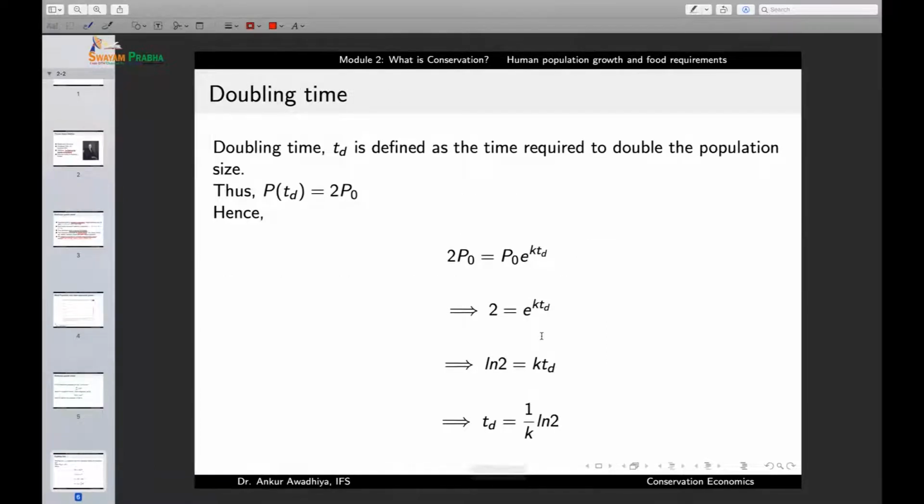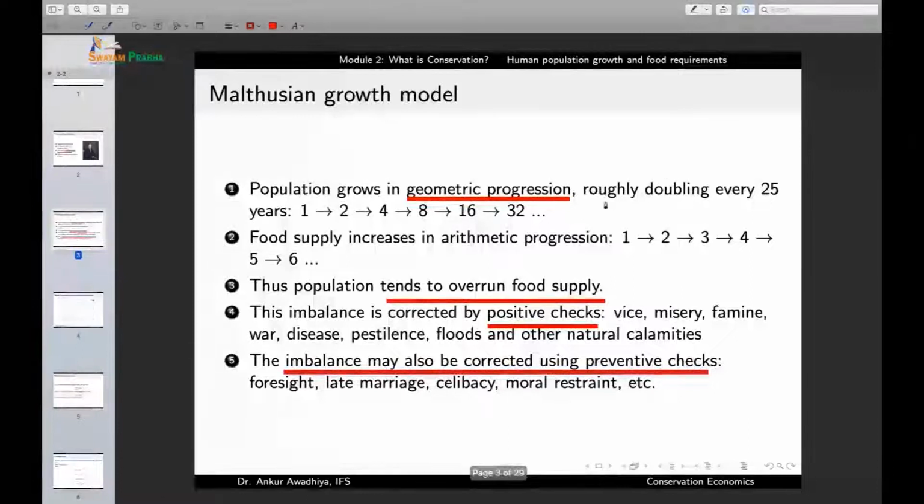And with this, we can also derive the doubling time. So doubling time is defined as the time that is required to double the population size. In Malthusian theory, we have seen that the doubling time is roughly 25 years. That we saw here, the population roughly doubles every 25 years. So there is a doubling time in which the population is doubling.